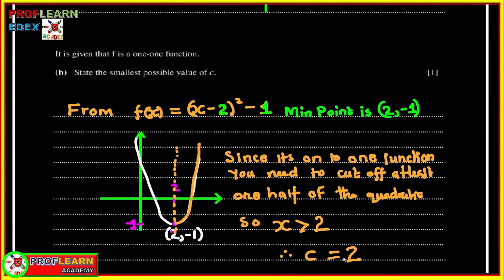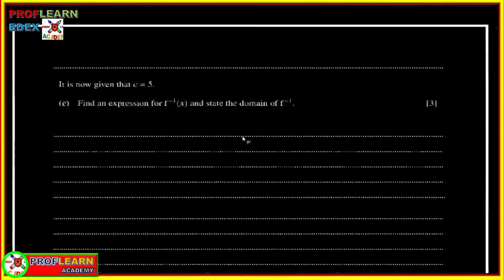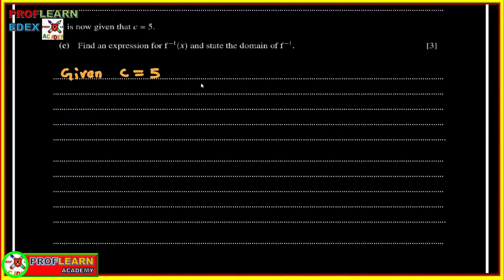Okay, now since we are told that x must be greater than negative 1, the minimum point is going to be c, which is going to be x is greater than 2. So our minimum value of c is actually going to be equal to 2. Now we move to the next bit of the question. Here we are told that given that c equals 5, the domain of f of x is going to be x is greater than 5.